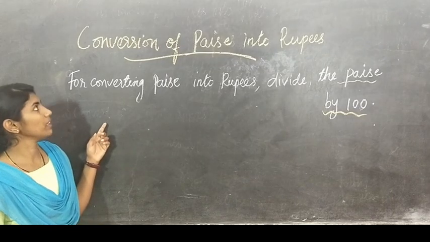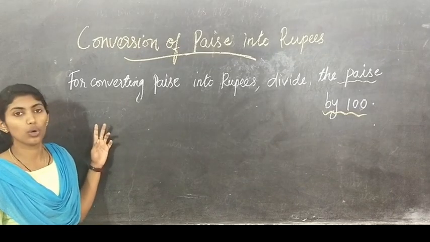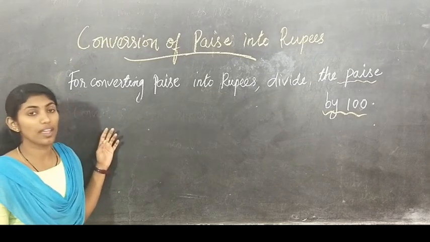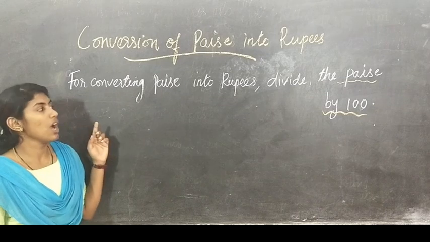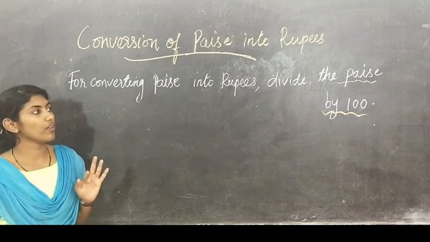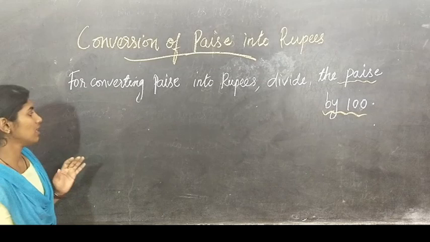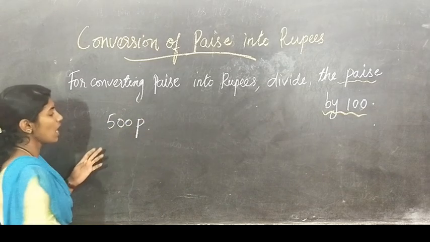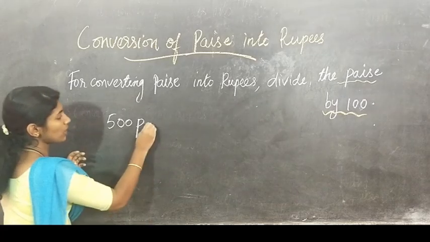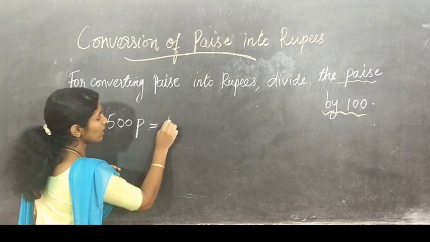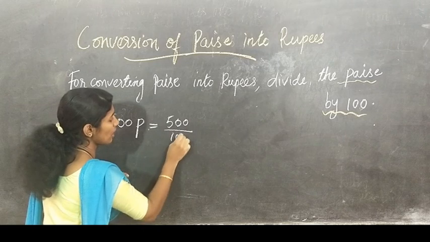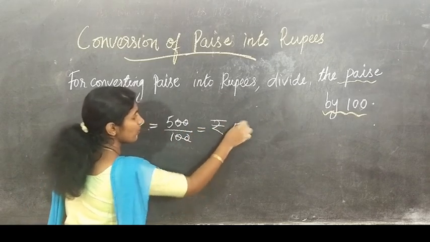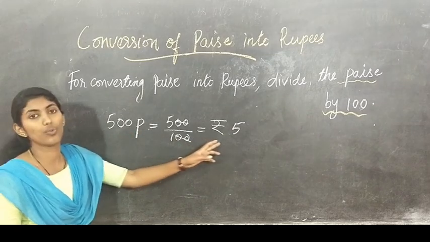Today's last topic, that is conversion of paisa into rupees. For converting paisa into rupees, we have to divide paisa by 100. Consider one example, that is 500 paisa. We have to convert this 500 paisa into rupees. For that, we have to divide by 100. That is 500 by 100, that is equal to rupees 5. That is 500 paisa equal to 5 rupees.